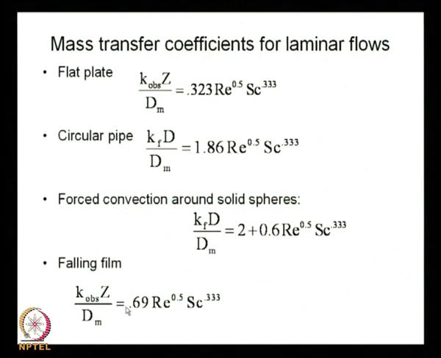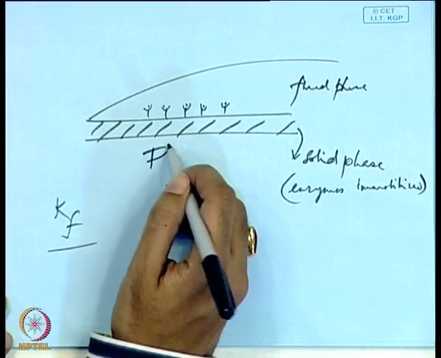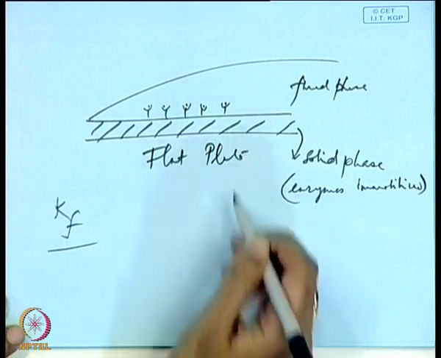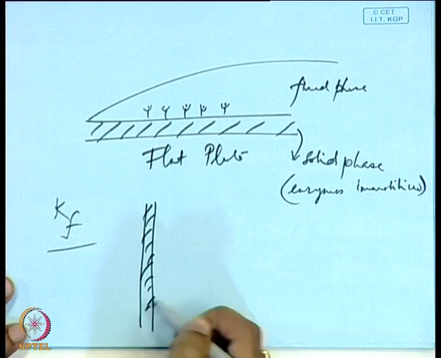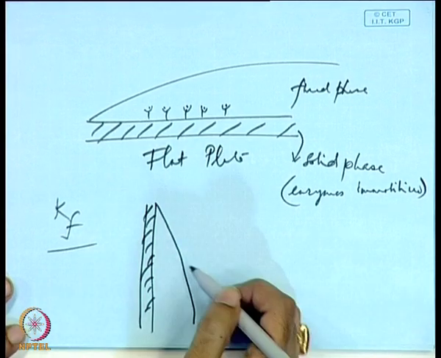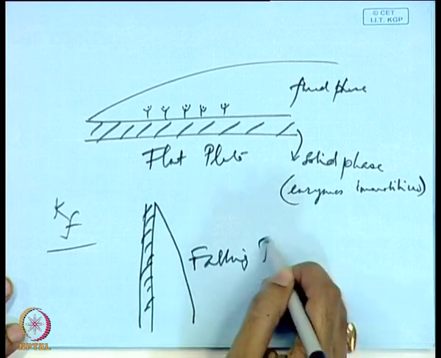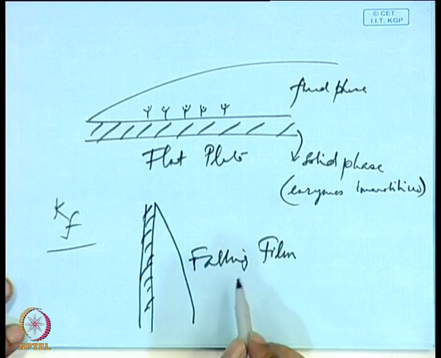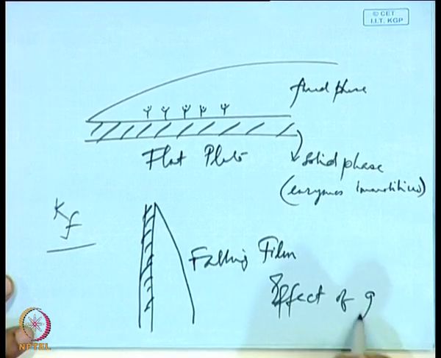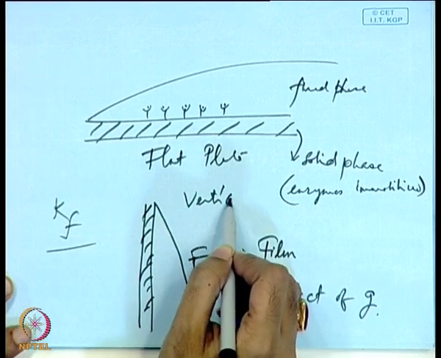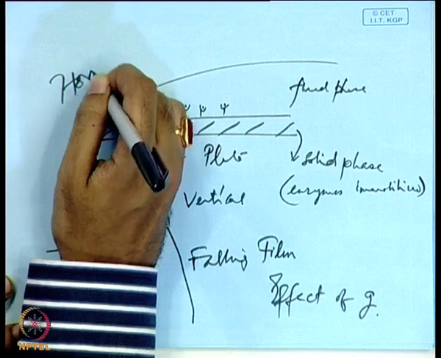What would be the difference between a falling film and a flat plate? If I go to this, this is a flat plate, right. What would a falling film be like? This is again your solid surface and this is how it is going to be. This is a falling film. What is different over here is the effect of gravity. This is a vertical, this is a horizontal.